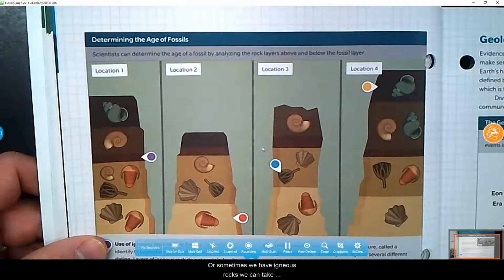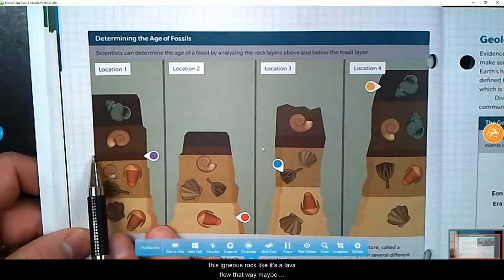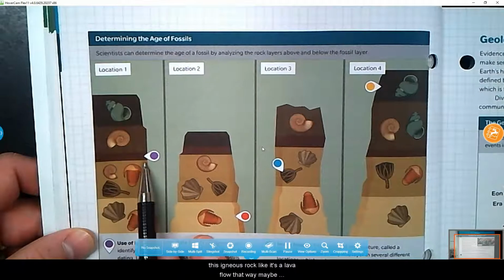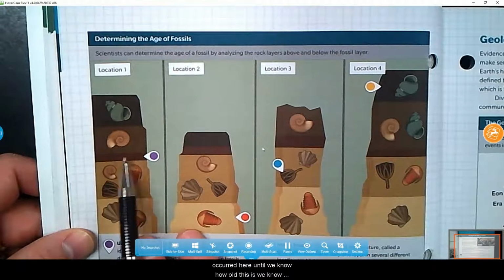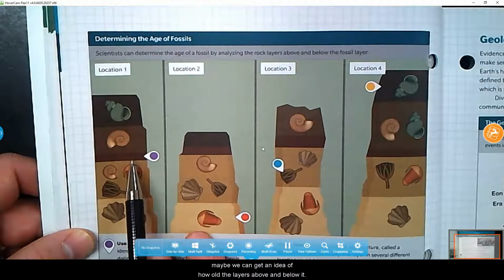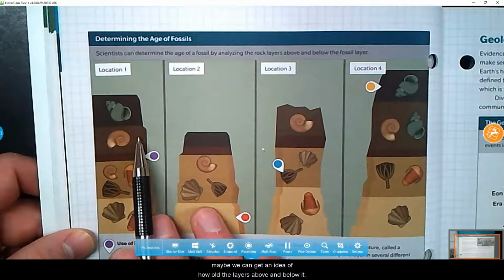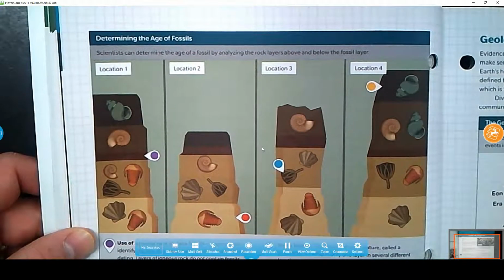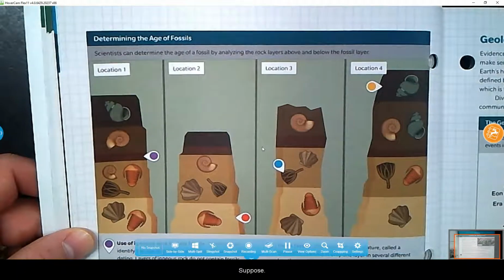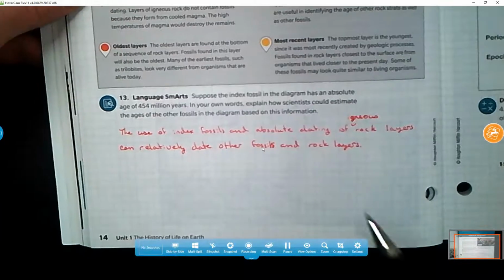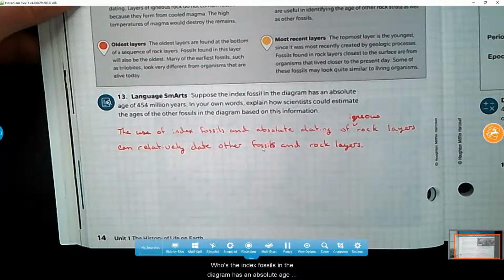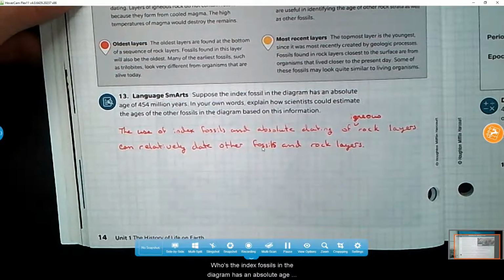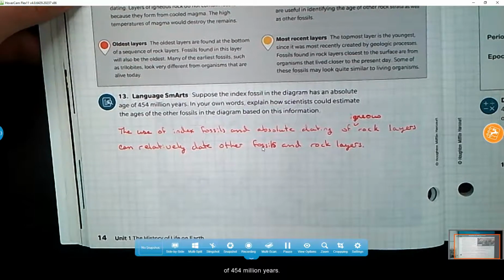Okay, or sometimes we have igneous rock, so we can date this igneous rock like it's a lava flow that maybe occurred here. And so if we know how old this is, maybe we can get an idea of how old the layers above and below it are as well. Okay, so suppose the index fossils in the diagram have an absolute age of 454 million years.